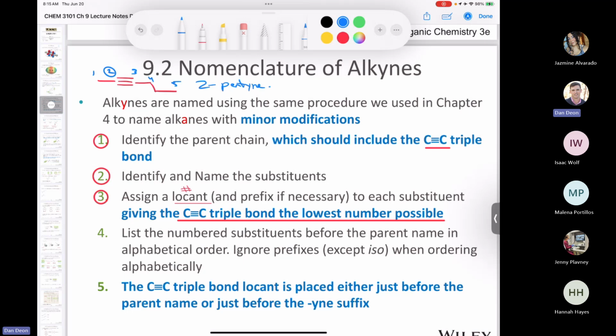Either one is acceptable. So you'll put the numbered substituents before the parent name, and ignore the prefixes iso, cyclo, and neo when ordering alphabetically. And again, like I said, you can put the locant for the triple bond either just before the name, like 2-pentyne, or right before the suffix. You could say pent-2-yne. Either one is totally acceptable, okay? They're both perfectly fine. So there are the 5 rules that we follow for naming alkynes.